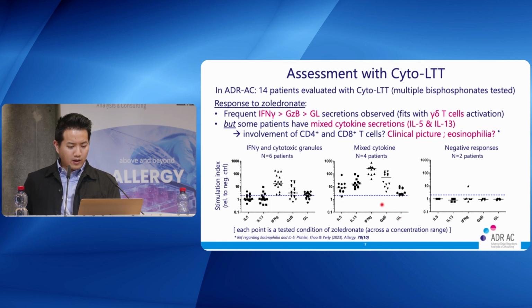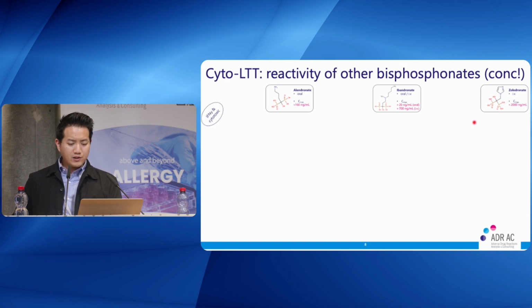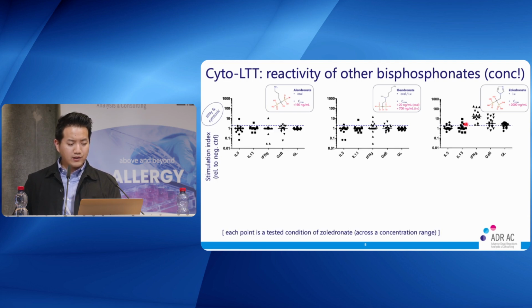Indeed. So what about the other bisphosphonates? Here, I'm trying to highlight to you that the concentration range is important again. So remembering that we have these 3 different types of bisphosphonates, alendronate orally given, so lower Cmax, and the zoledronate, which is the IV, and higher Cmax. I first show you the results of those with a strong interferon gamma and granzyme B reaction.